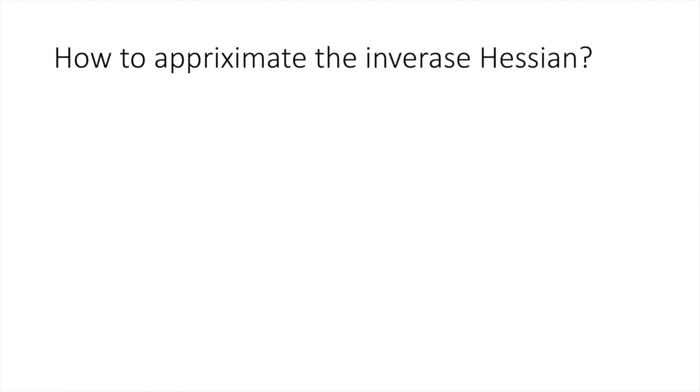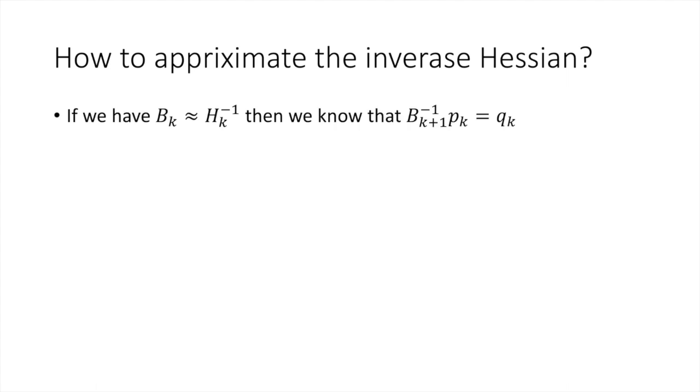But we are interested in the inverse Hessian. So how do we approximate the inverse Hessian? If we have b_k equals the inverse Hessian approximation at iteration k, then we know that b_(k+1) inverse multiplied by p_k equals q_k, as b_k approximates the inverse Hessian. And so we can infer that p_k equals b_(k+1) q_k. If we flip the sides, this equation looks very similar to the equation we had before.